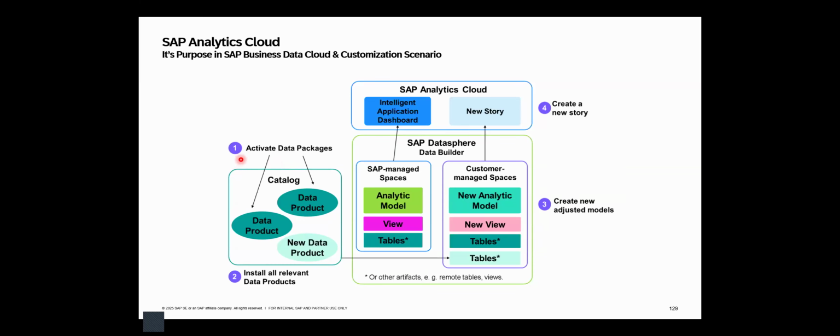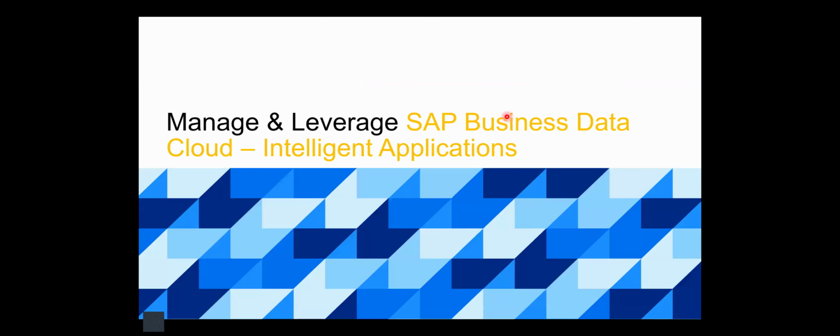Number one, in the BDC cockpit, you activate the required data packages. In step two, you install the associated data products, which come as part of these data packages, in your custom space in Datasphere. As step three, you create new adjusted models in Datasphere based on these multiple data products. And in step four, you create a new SAP Analytics Cloud story and visualize the data. That is how the flow is. Now let's have a look at what the intelligent applications in Business Data Cloud are and how they are managed.